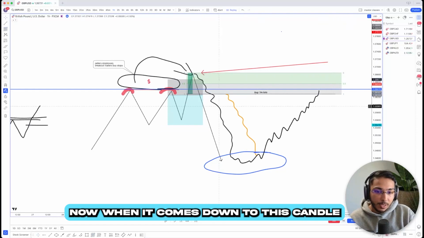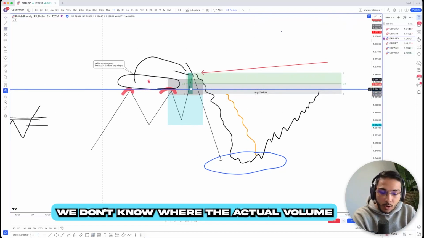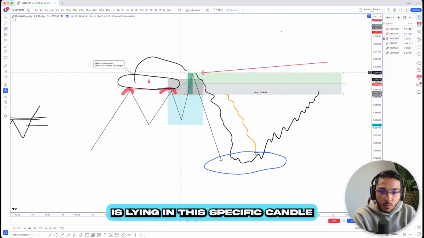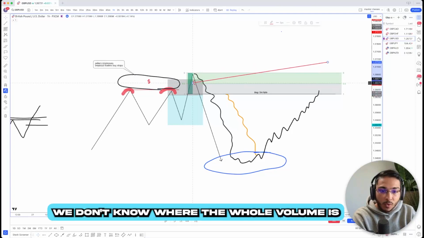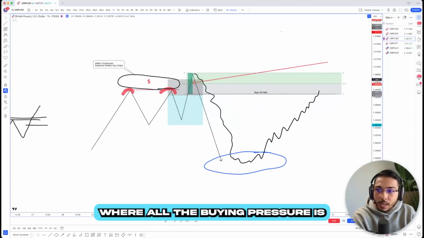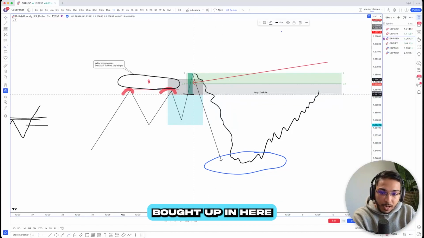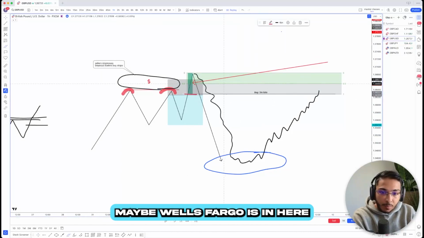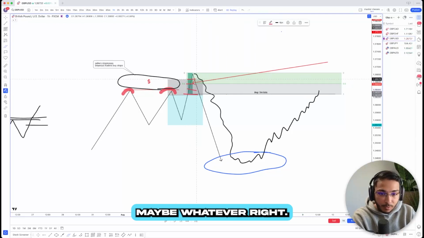Now, when it comes down to this candle, for example, we don't know where the actual volume is lying in this specific candle, right? We don't know where the whole volume is, where all the buying pressure is. Hey, maybe Chase Bank bought up in here, right there. Maybe Wells Fargo's in here. Maybe Barclays is in here. Maybe whatever, right?